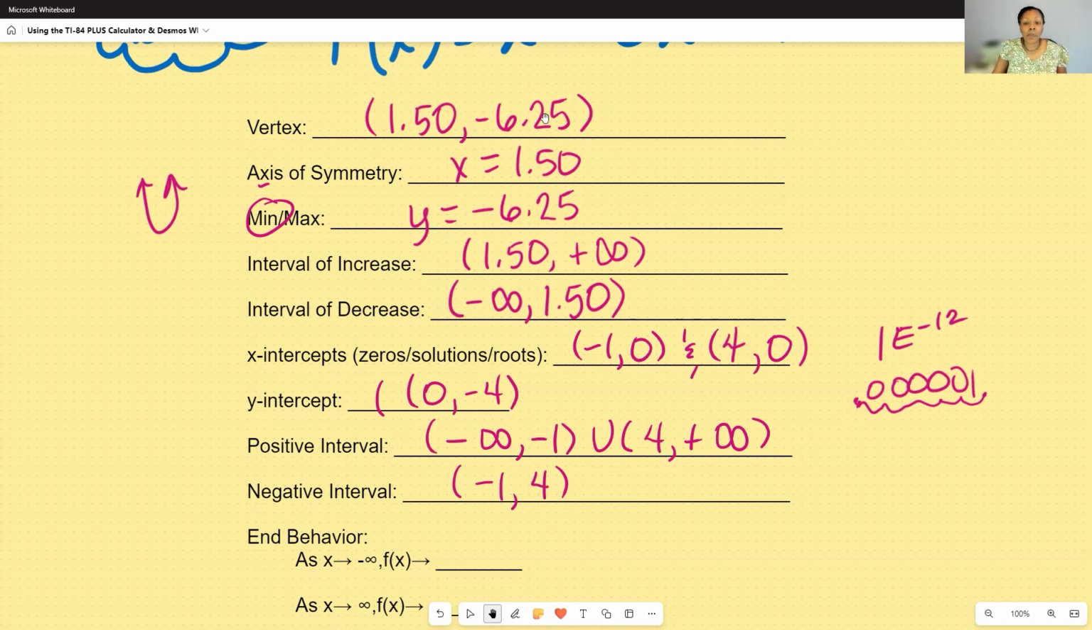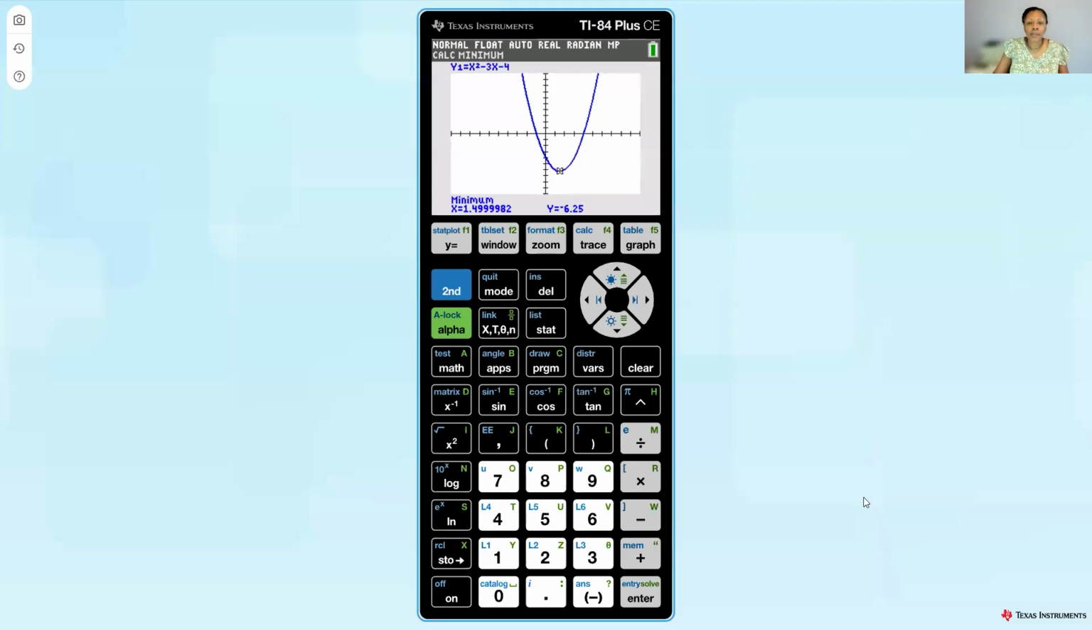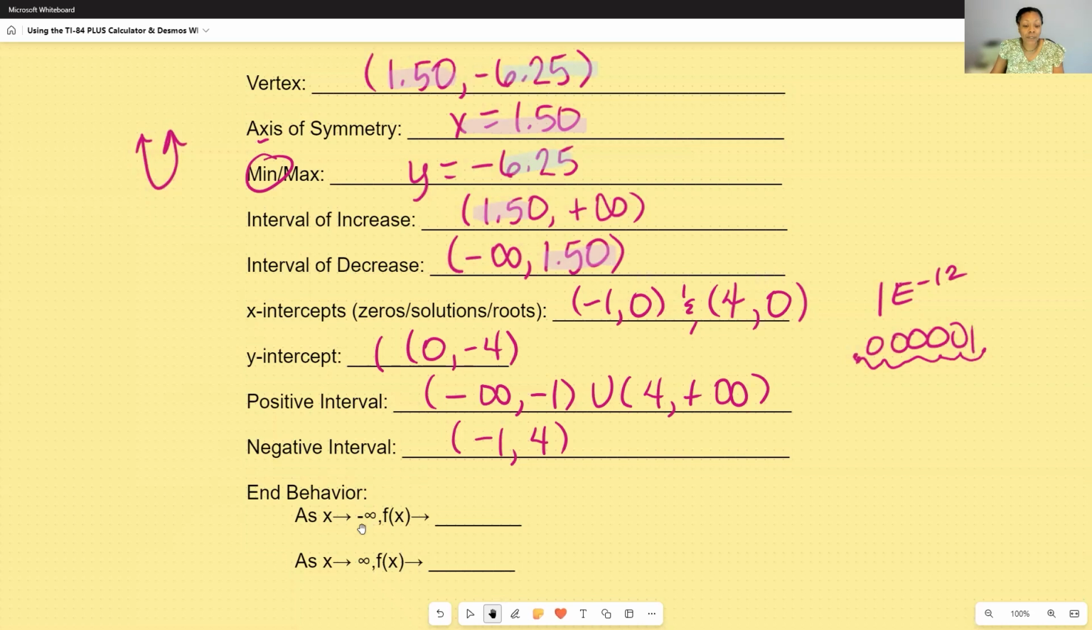In terms of above here, I notice I'm constantly using this 1.50 and this -6.25. All of my x values are going to be in purple, and my y values from my vertex, I'm using those. End behavior is just basically asking what's happening to the ends of your graph. If I have a minimum, it's going to always be positive infinity for my y's. Both arrows are pointing in the same direction. So basically what it is saying is, as x is approaching negative infinity, f of x, which means y, is approaching what?